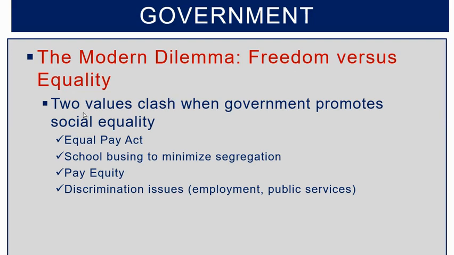So when government promotes social equality, like the Equal Pay Act, or school busing to minimize segregation, or pay equity, where people receive the same kind of pay, discrimination issues and things like that, people lose their freedom. For instance, in the civil rights movement, the government passed the Civil Rights Act of 1964, which made it illegal to discriminate against people based upon their race, religion, gender, things like that, when it comes to serving them in a cafe. So let's say you own a cafe.